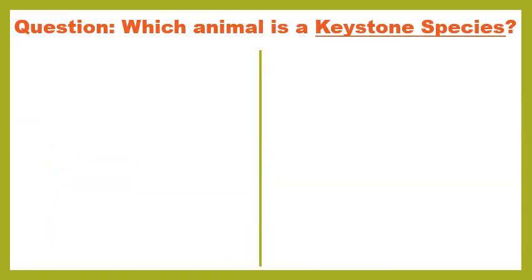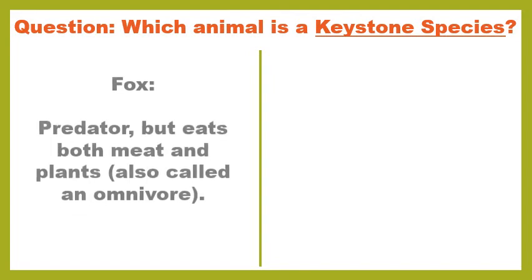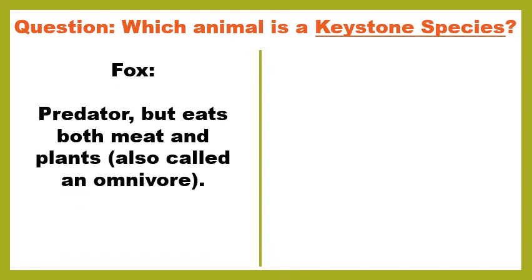Okay, let's see if you can pick out the keystone species, and you're kind of looking for, of the two animals, what is the more important animal that is probably going to be our keystone species? What has more animals or organisms depending on it? So let's start off with a fox. A fox is a predator, so it hunts, but actually it also will eat meat and plants. So that is called an omnivore. We are also omnivores because we eat meat and plants.